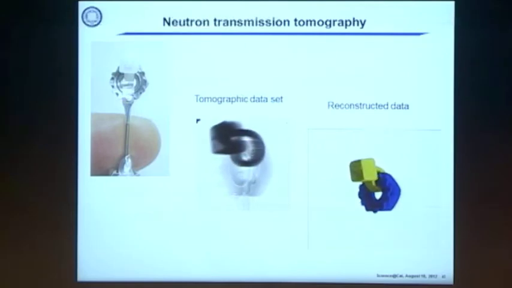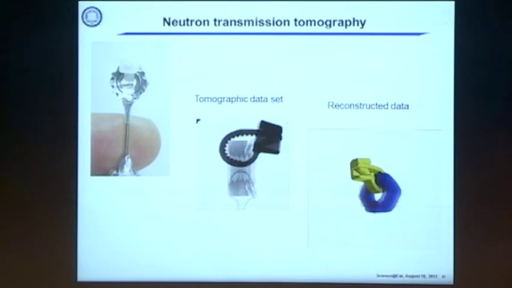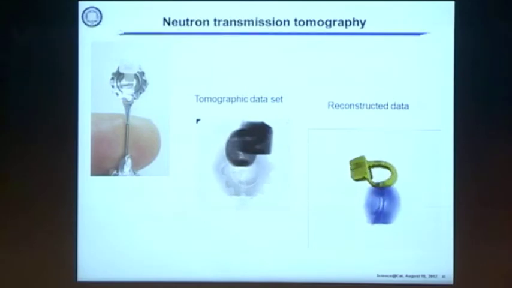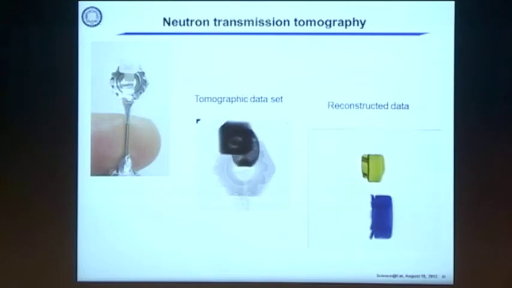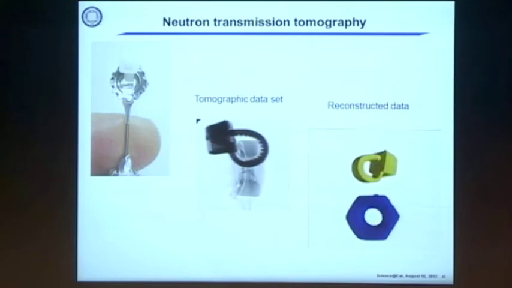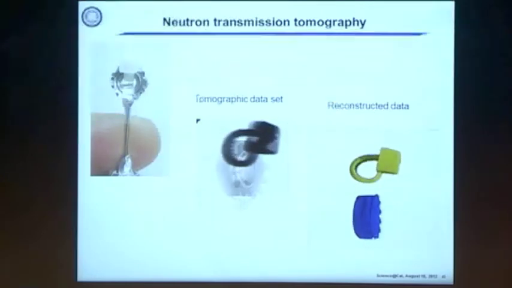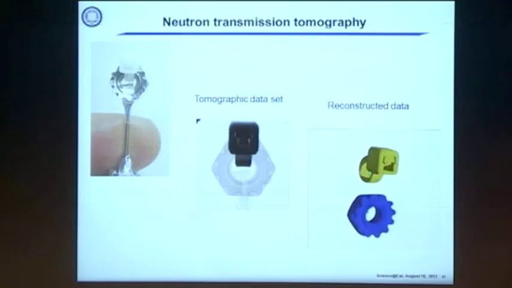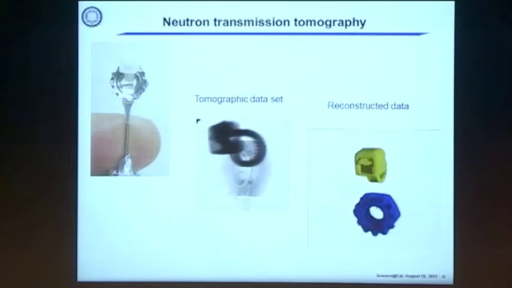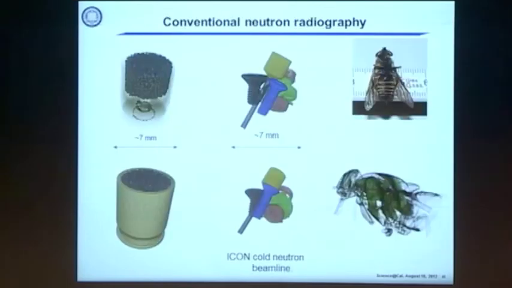And usually with neutrons, because neutron radiographies are quite slow compared to x-rays. In x-rays, you can get data like this for three-dimensional in a second. For neutrons, we actually spend much longer time to get good statistics because our sources are quite weak. But then you get a three-dimensional object and you can do whatever you want with it.